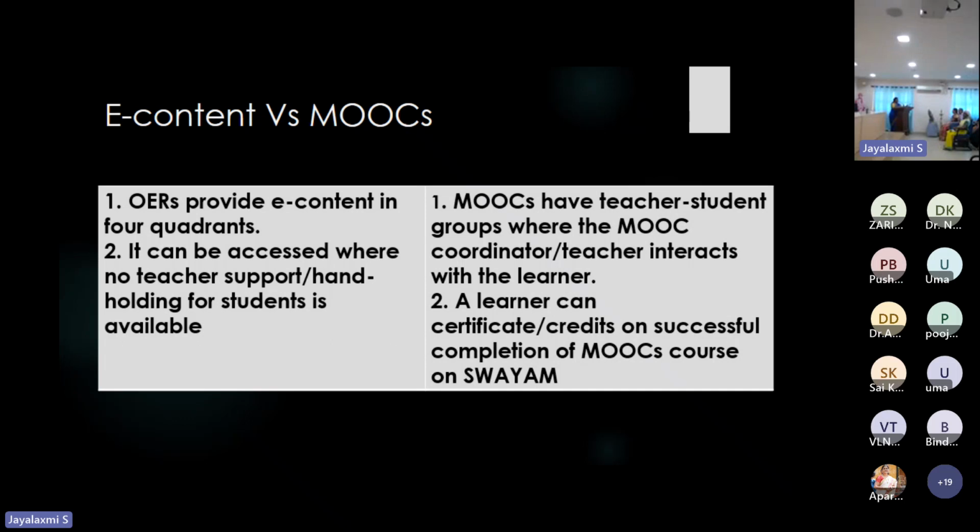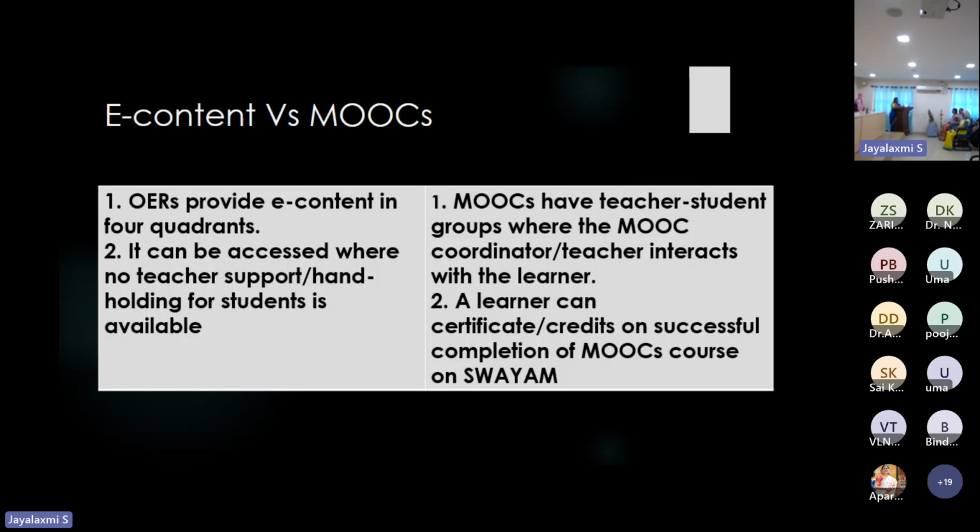So OERs provide e-content in 4 quadrants. Everything is an open educational resource only. Like if you have a YouTube video, that is also open. You're not paying for that. If you get it for free, that is open. And it can be accessed where no teacher support or handholding for students is available. So this is the main thing.